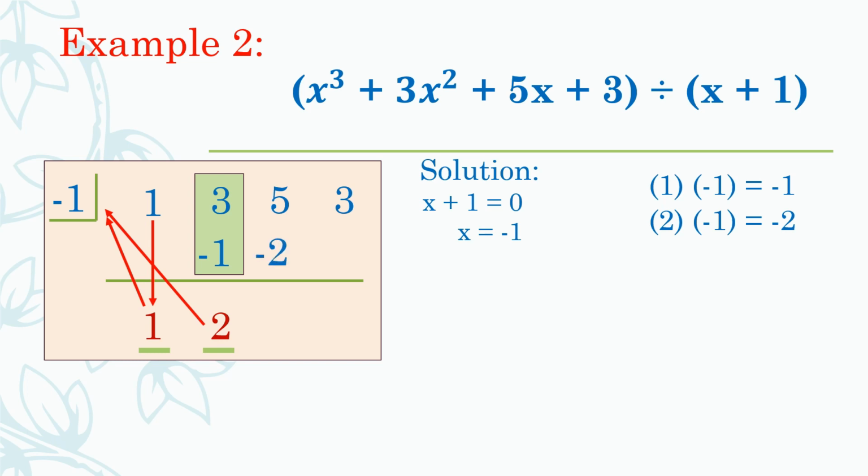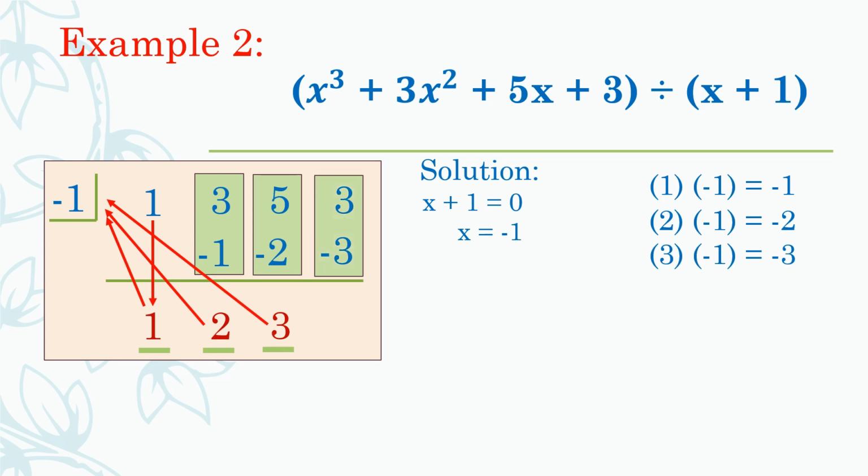And then add. 5 plus negative 2 is equal to 3. 3 times negative 1 is equal to negative 3. Then write negative 3 in the fourth column. Then add. 3 plus negative 3 is 0. So the numerical coefficients of the quotient are 1, 2, and 3. And the rightmost number is 0. It means that there is no remainder.